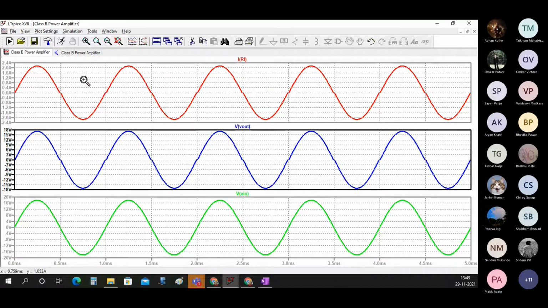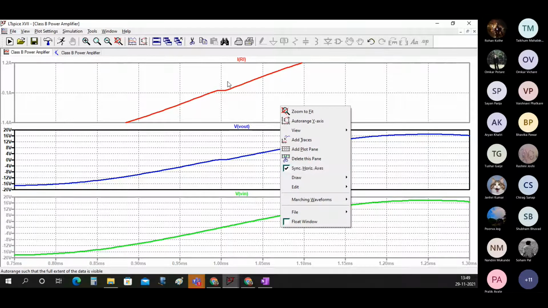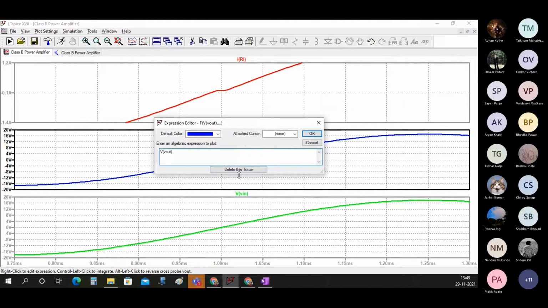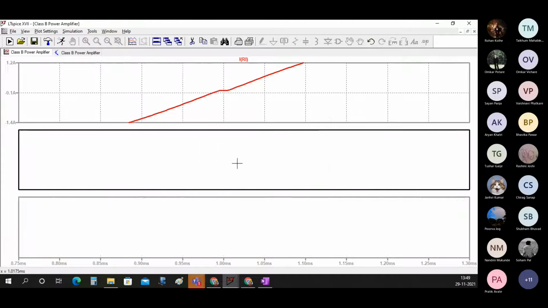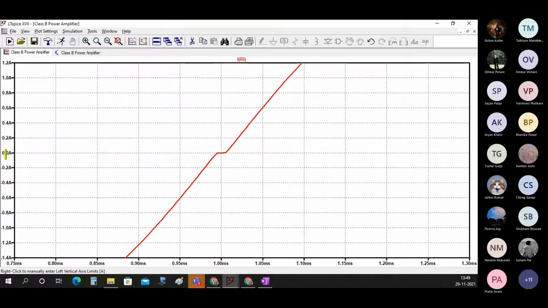Now what is that problem? So let's zoom into it and see. Oh, at 0 there is a flat line. You can see that at 0 there is a flat line. So if you want to see that better, I'll just delete these planes. And can you see at 0 there is a distortion? Can you all show me this distortion? Come on, zoom in on the waveform and see this distortion.